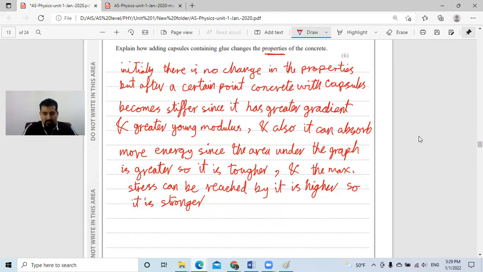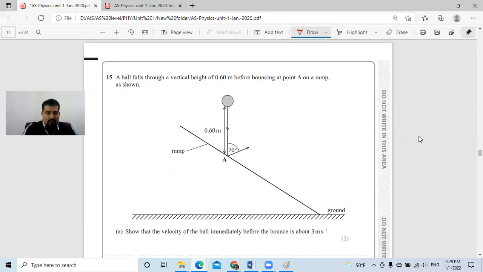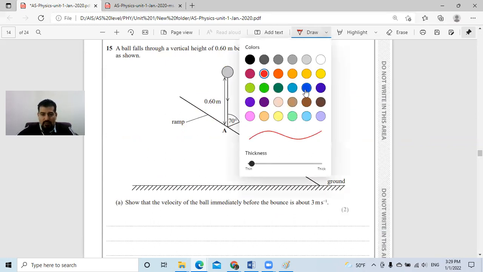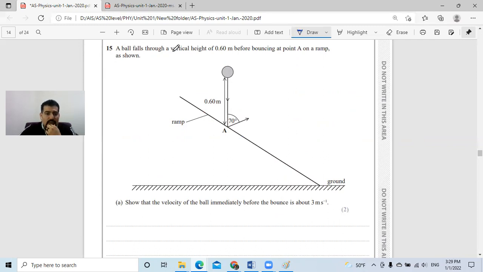Next. Question 15. A ball falls through a vertical height of 0.6 meters before bouncing at point A on the ramp here. There is a ramp and it hits, as shown. Show that the velocity of the ball immediately before bounce is about 3 meters per second. We can answer it in two different ways: using suvat, or kinetic energy with potential energy. It depends on you. So what do we have here?